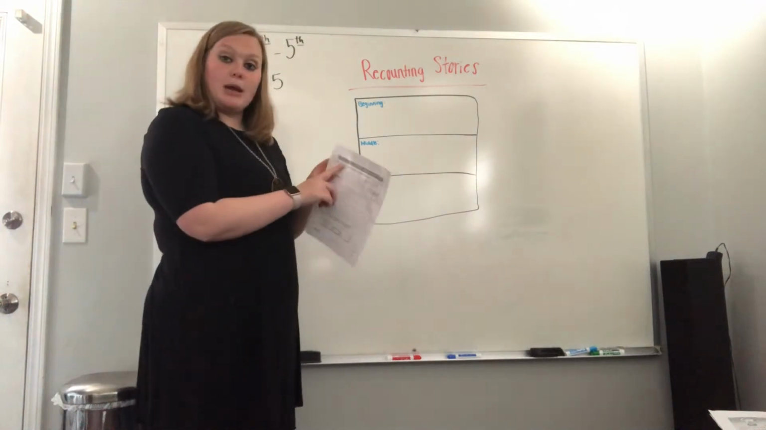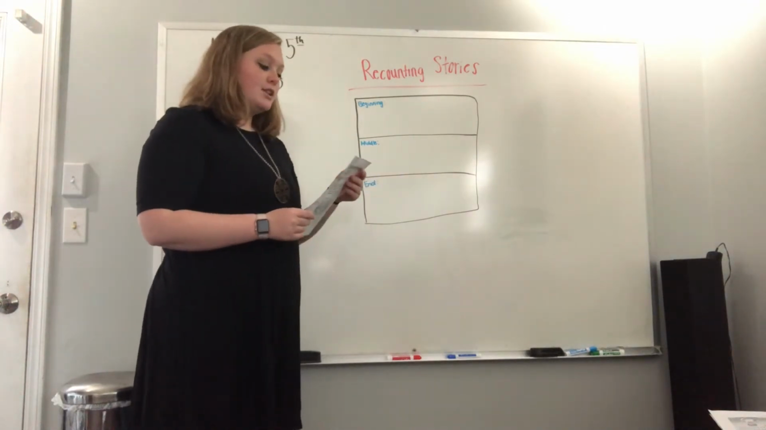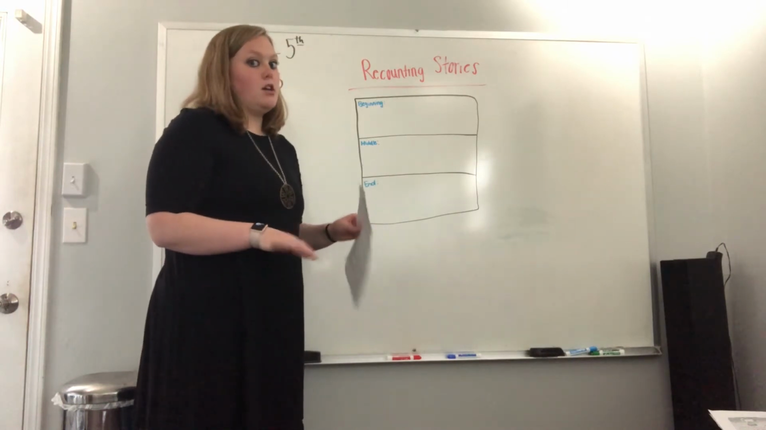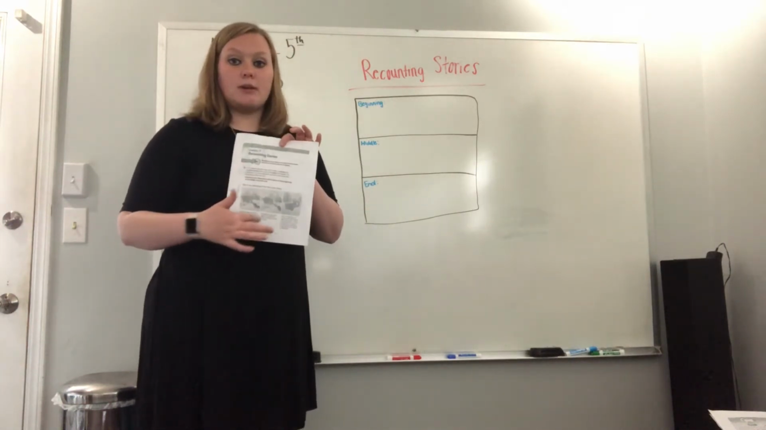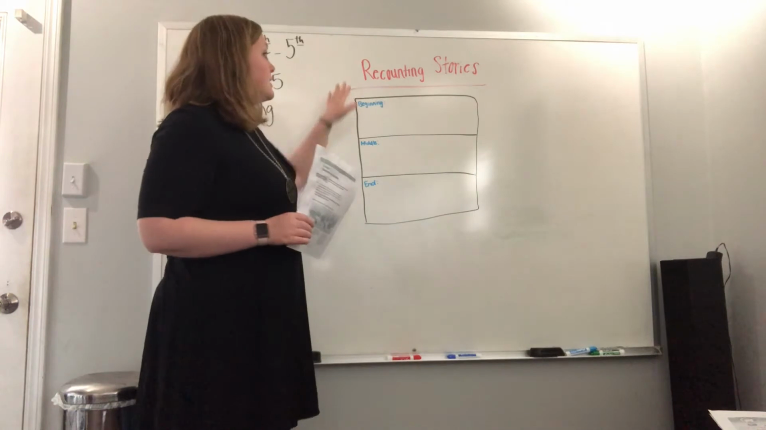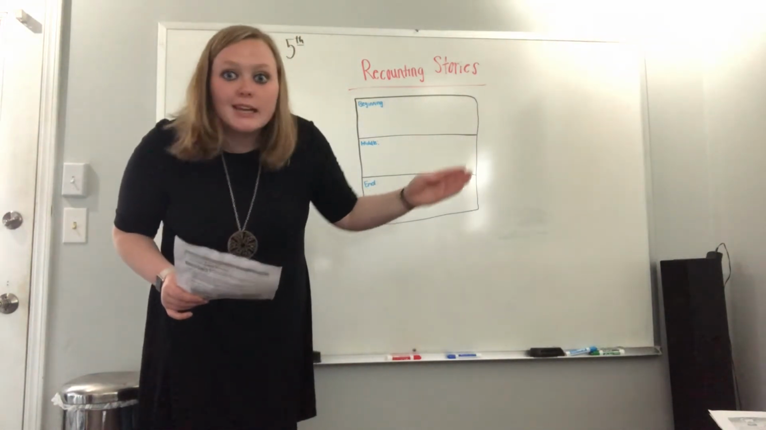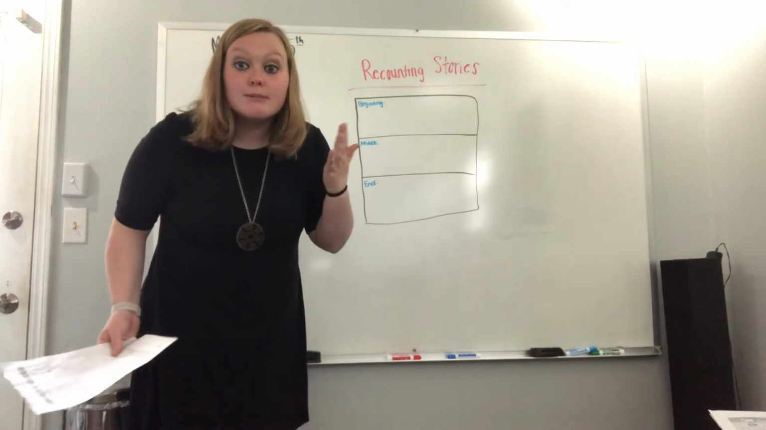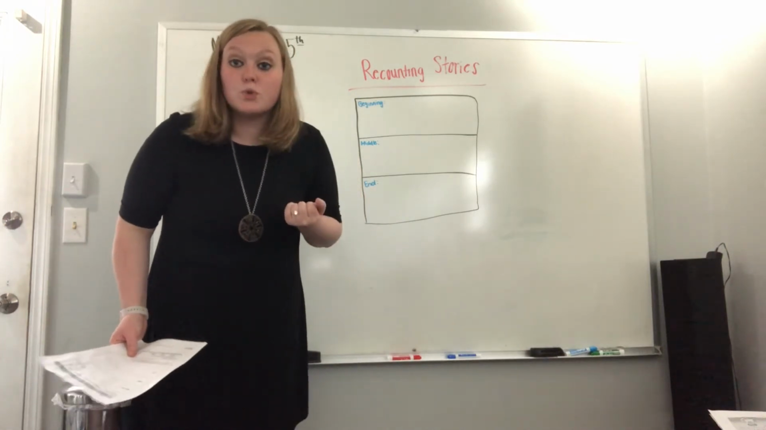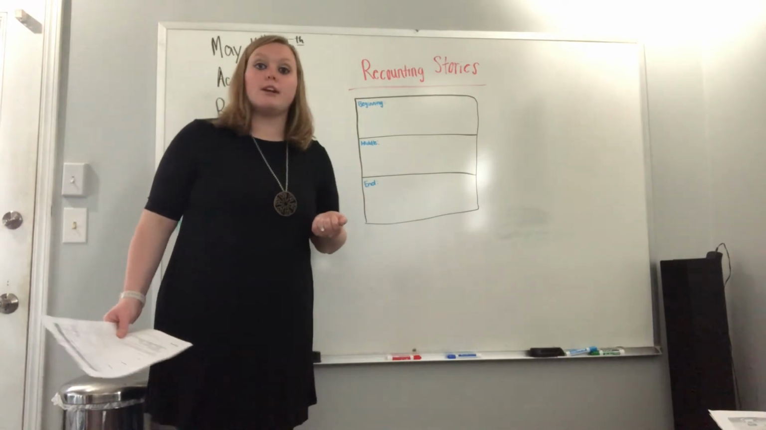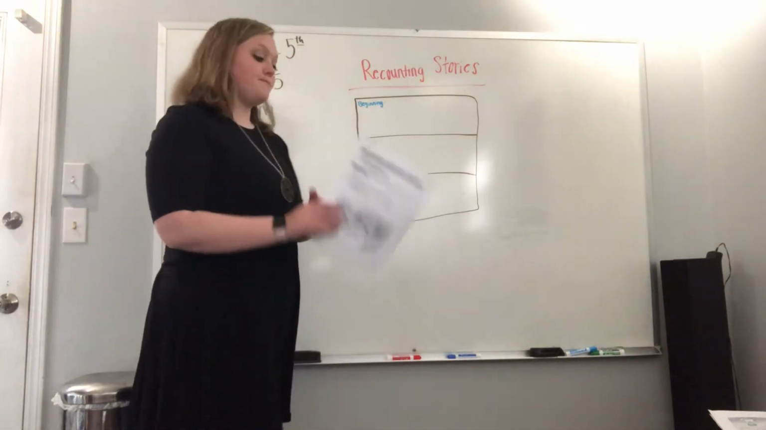At the very top, the directions say, think, fill in the chart to tell the important story events in the order that they happen. Okay, so we remember reading the elephant story, right? Okay, it says recounting stories. Recounting is just a fancy word for beginning, middle, and end, right? Recounting means you're telling what's happening in the story. I'm remembering what's happening in the story. I'm recounting what's happening in the story. So we're going to tell the beginning, middle, and the end.